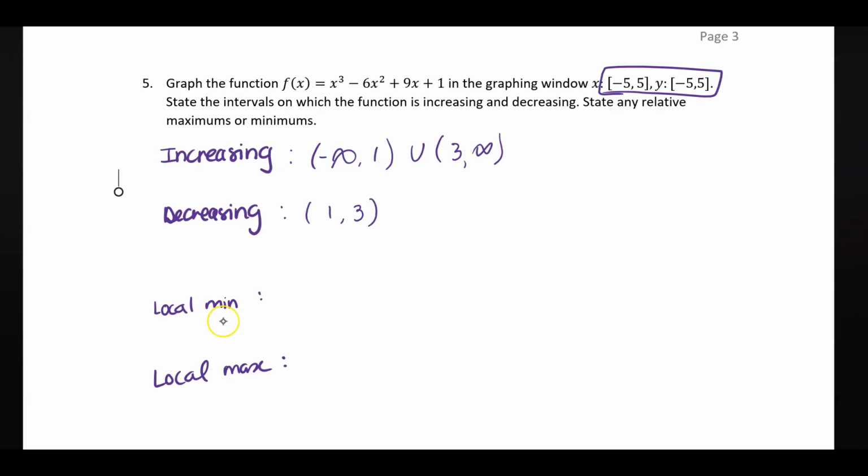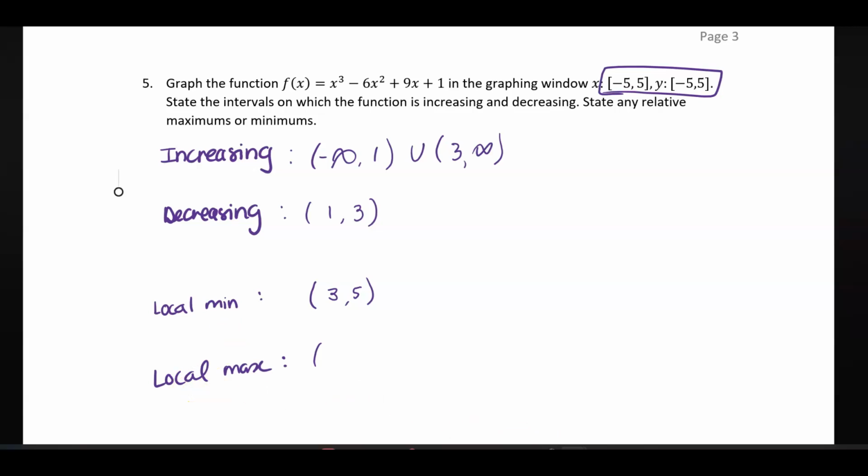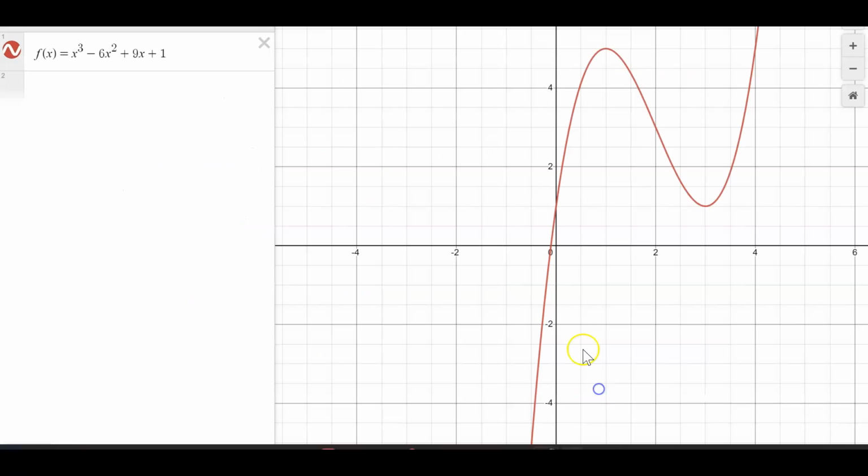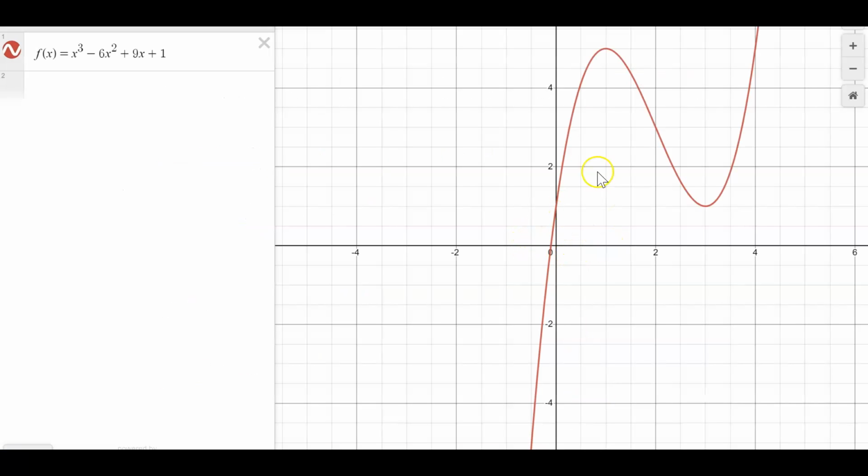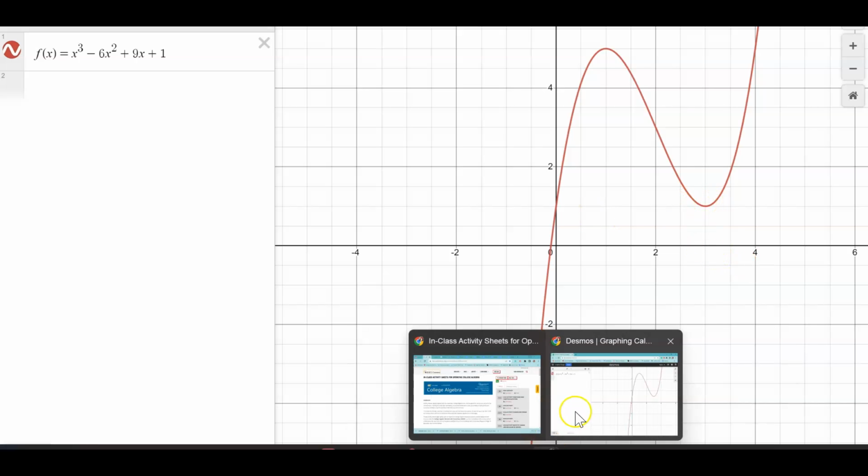We saw that we have a local minimum at, I believe it was 3 comma 5. Oops, I think I got these backwards. Hold on, let's just double check these. So my local maximum is at 1 comma 5. My local minimum is at 3 comma 1. So I was getting those confused.